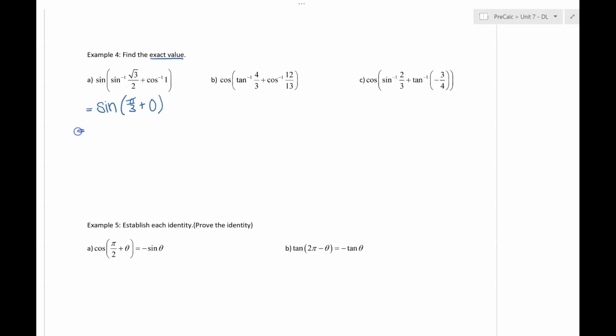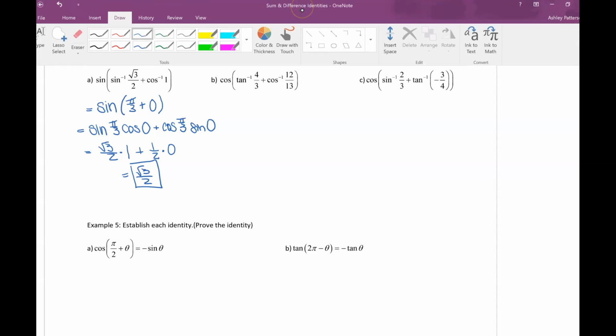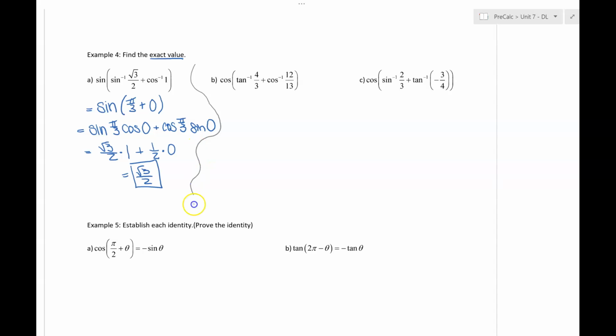All right. So then the sum formula is sine of the first angle, cosine of the second, same sign plus, cosine of the first, sine of the second. Okay, and then plug in what you know. We know that sine of pi over 3 is rad 3 over 2. The cosine of 0 is 1. The cosine of pi over 3 is 1/2, and the sine of 0 is 0. So this just works out to be rad 3 over 2. Easy enough.